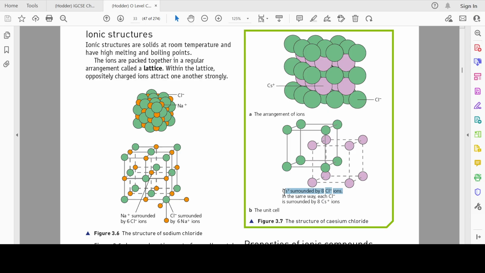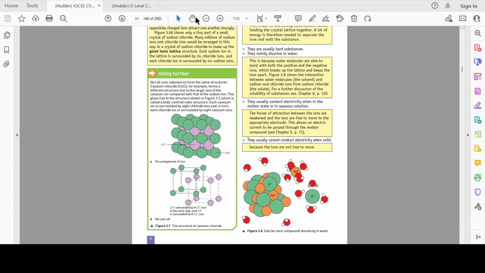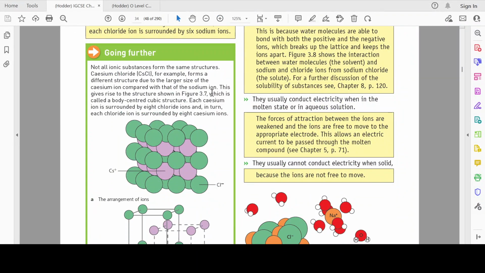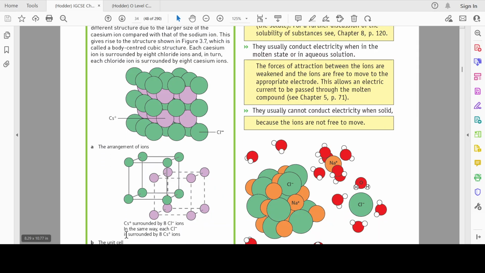They say the cesium chloride, the green box, is the going further box for the O level book. That's the IGCSE, going further for that one as well. In this case, cesium is surrounded by 8 chlorines, and chlorine is surrounded by 8 cesium ions. So that's 8 and 8 in this case.